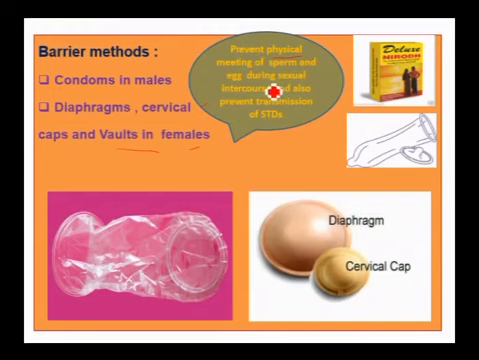One of the advantages of barrier methods like condoms is very important: these barrier methods also prevent the transmission of sexually transmitted diseases during sexual intercourse.